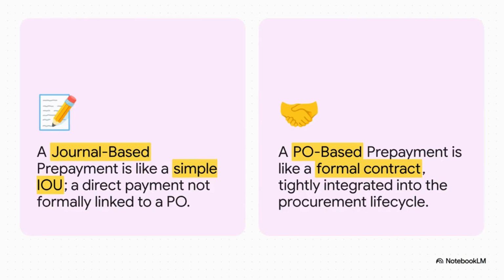The easiest way to think about this is with a simple analogy. The journal-based method is like a sticky note, a simple IOU. You send the money, you make a note. It's quick, but it's totally disconnected. The PO-based method, though, that's like a formal signed contract. It's built right into the purchase order process, giving you a crystal clear audit trail from beginning to end.